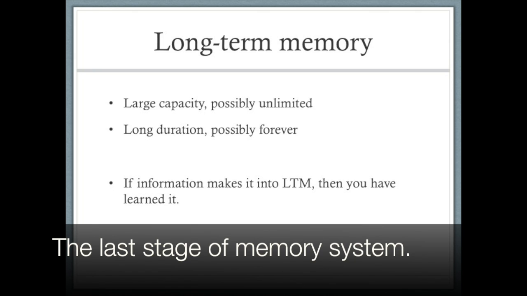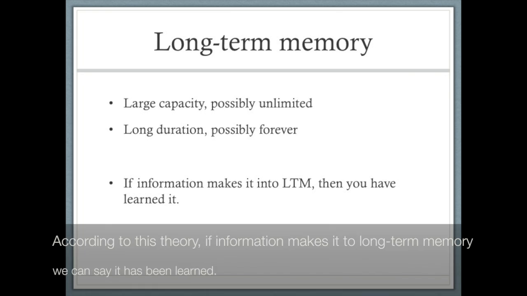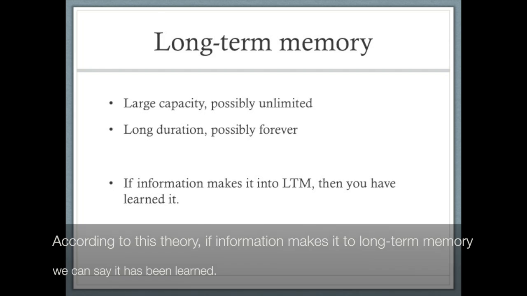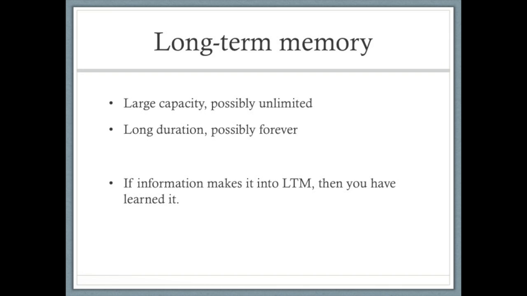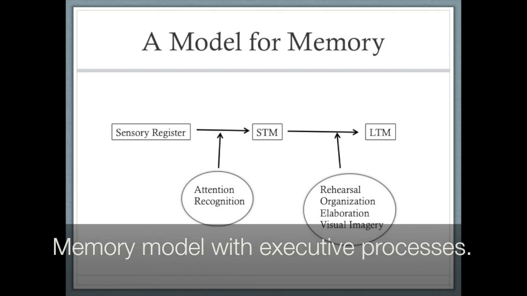Finally, if information is processed through the sensory register and the short-term memory, it comes to long-term memory. Here we can store unlimited amounts of information for a very long time, possibly forever. According to information processing theory, if information makes it all the way into long-term memory, we can say it has been learned. Here you can see the model for memory again, but with the addition of executive functions.